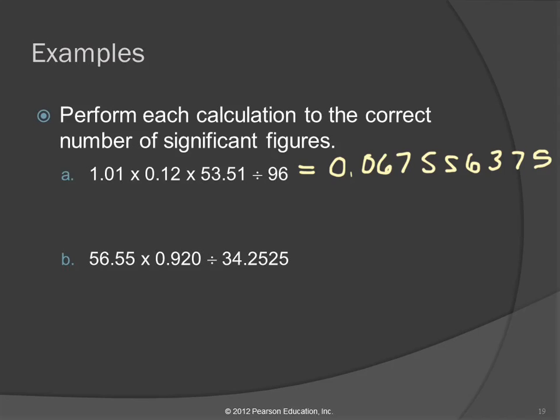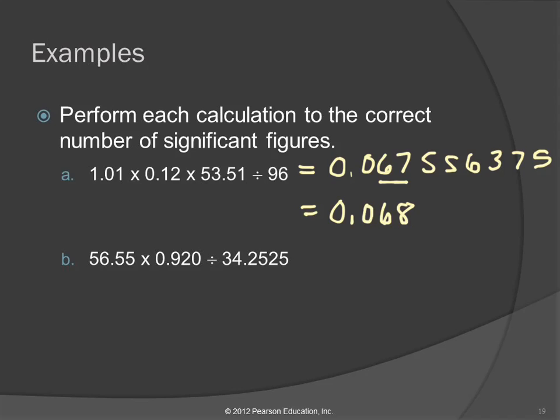2. Because this one has 3, and that one has 2, and this one has 4, and this one has 2. So 2. Just because this is a whole number does not mean that it's an exact number. If you don't know where that number came from, that it was 96 pencils or 96 cars, then you can't assume that it's exact. So I'm going to keep 2. So what should my answer be? 0.068. I'm keeping the 6 and the 7.